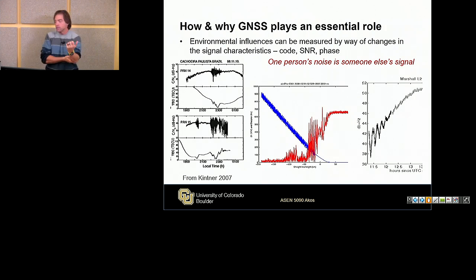What people have seen since the inception of GPS and GNSS satellite navigation is that some of those error sources can be valuable. If I don't want to just get a position and I want to look at some of the residuals, I can get a lot of information out of that. So it's a very useful tool. The environmental influences can be measured by way of changes in the signal characteristics: the code measurement, the signal-to-noise ratio, the carrier phase, all these pieces we've been talking about, and we'll continue to elaborate on in the later part of October. These error sources really can give some very distinct details.